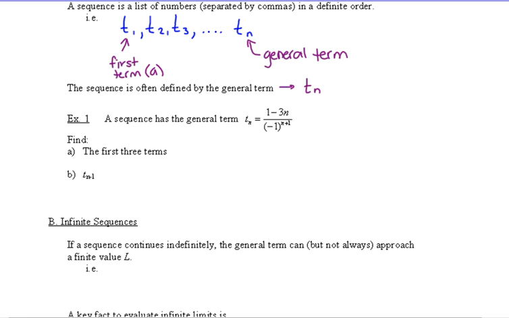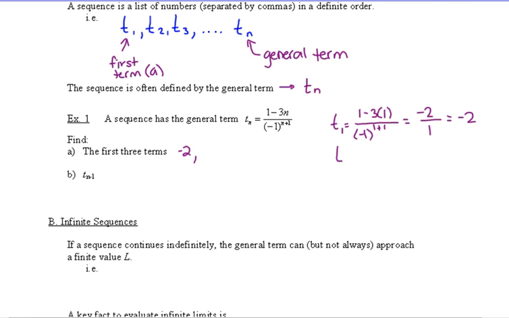So in order to get what the terms are, let's get the first three terms. I'm going to sub in n as 1, n as 2, and n as 3. So subbing in n as 1: 1 minus 3 times 1, all over negative 1 to the power of 1 plus 1. 1 minus 3 is negative 2, and then we have 1 plus 1 is 2. Negative 1 squared is positive 1. So the first term is negative 2.